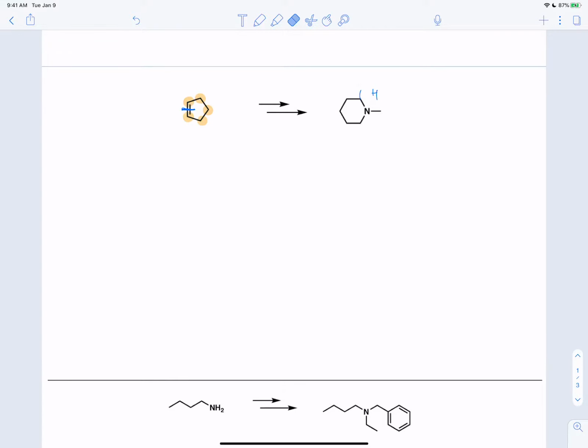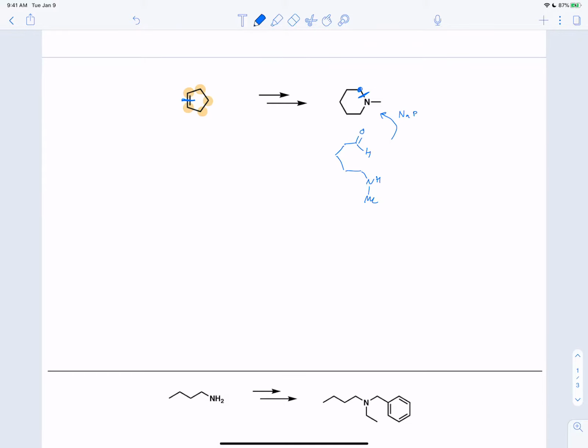What we do is break one of these bonds, and then turn the carbon into a carbonyl. So if we do this once, we see we'd get to this aminoaldehyde, and this would be able to do an intermolecular condensation for reductive amination. This would directly go to the product using sodium cyanoborohydride and a catalytic amount of acetic acid.